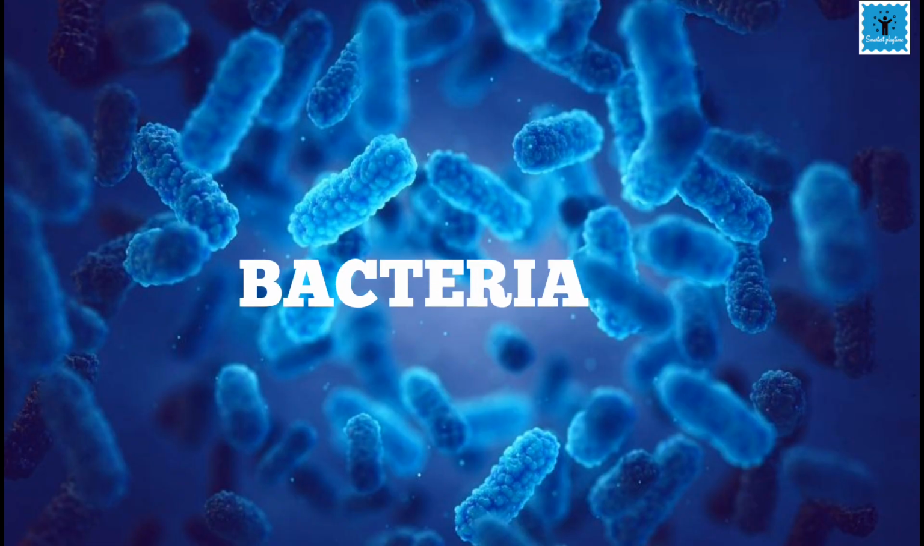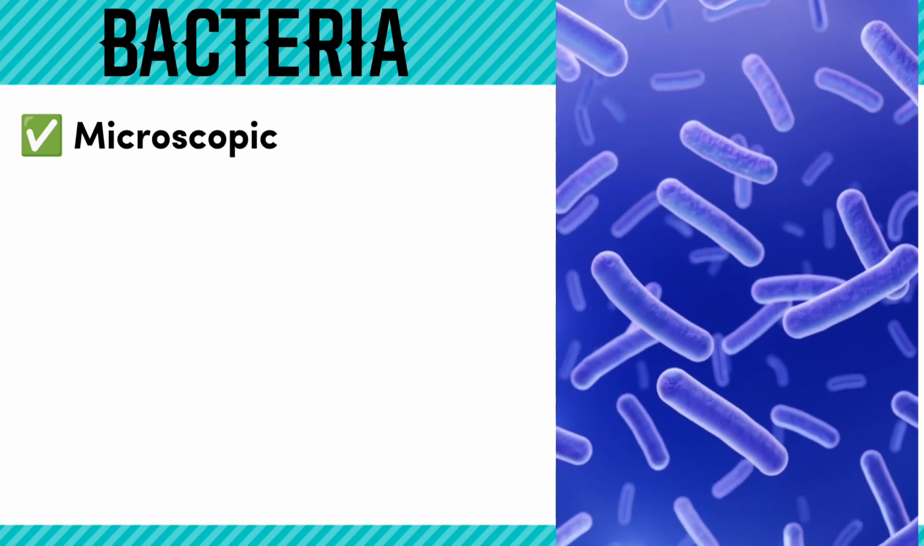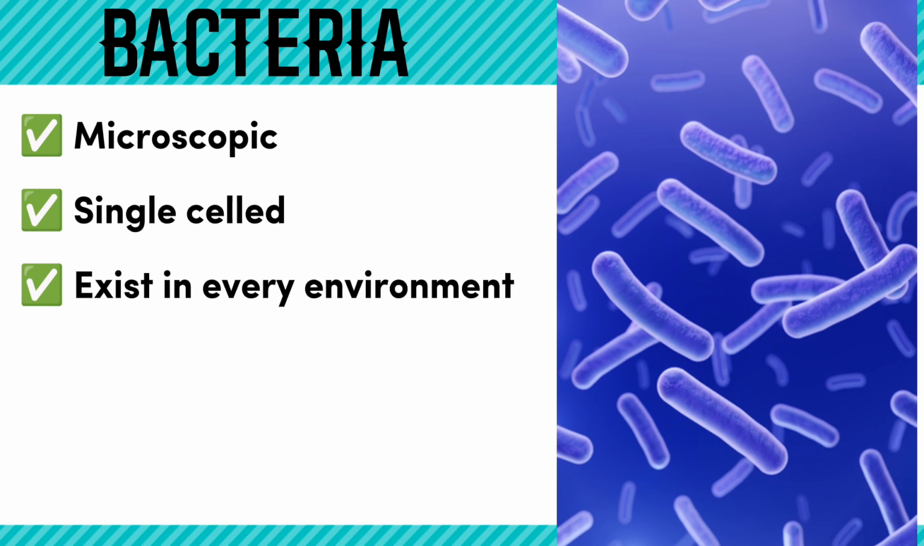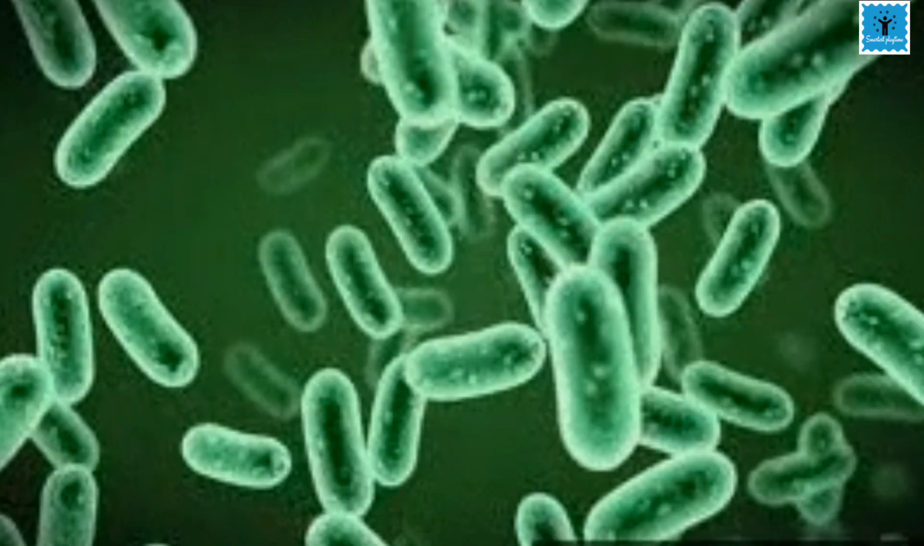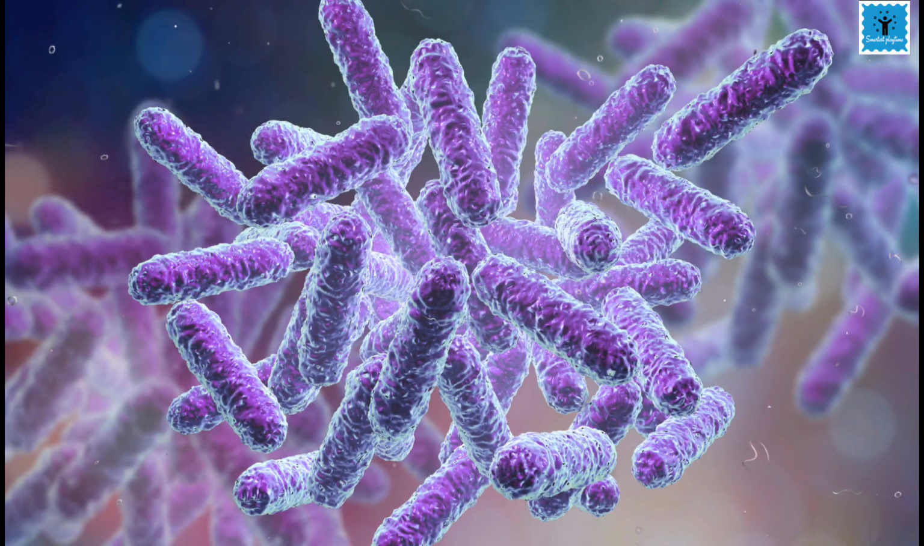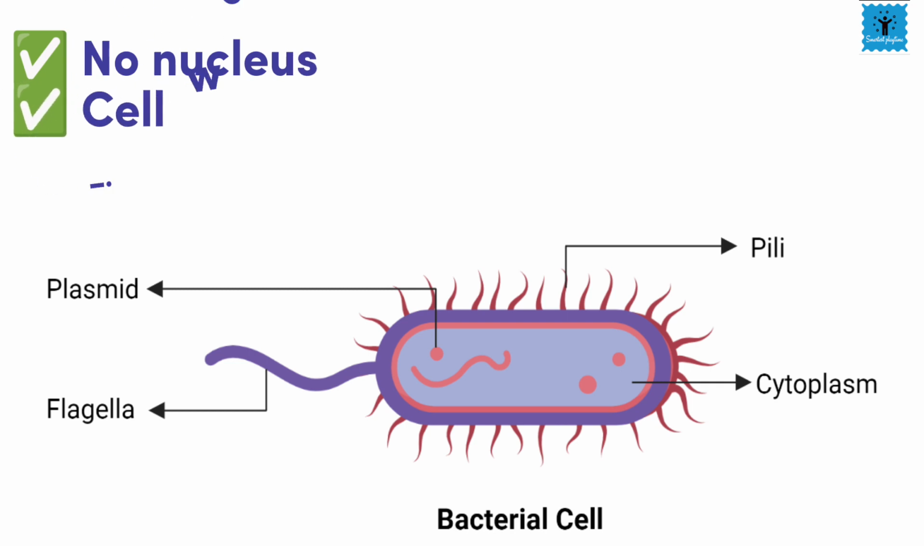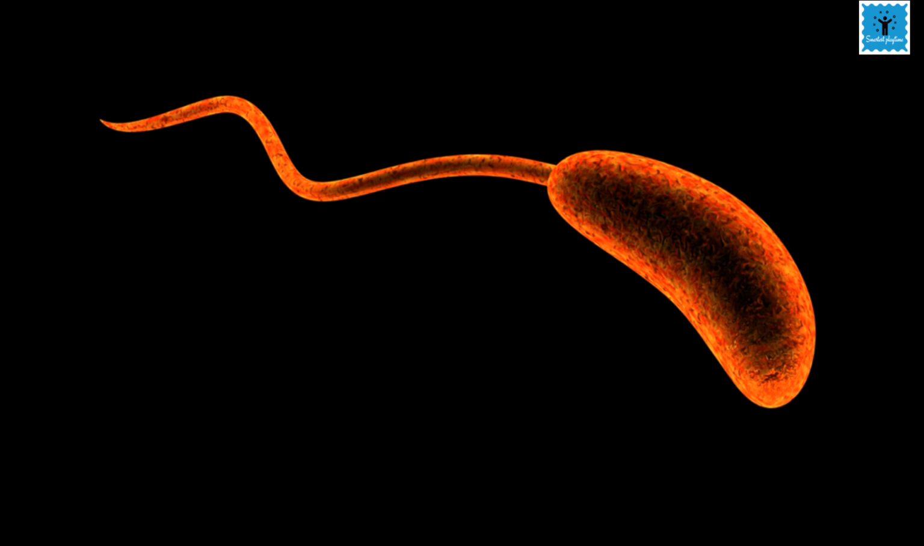Bacteria are microscopic, single-celled organisms. They exist in every environment, both inside and outside other organisms. And their number is in millions. Bacteria are known to be the first organisms to appear on Earth. They have a very simple cell structure. They have no nucleus and have a cell wall. They have a thread-like structure in the cell wall called flagellum, which helps in the locomotion.